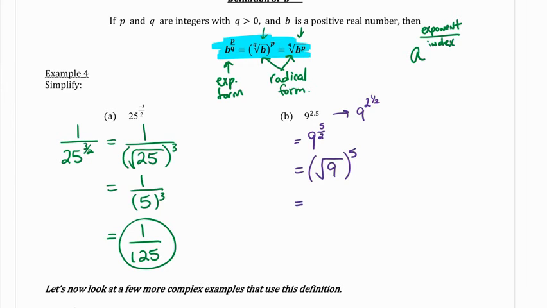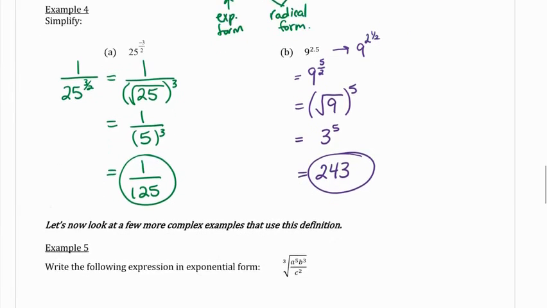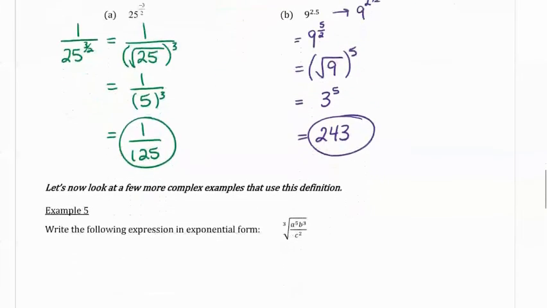So then the square root of 9 is 3. That means I need to do 3 to the 5th power. And 3 to the 5th power is 3 times itself 5 times, which is 243. Okay, so if you remember doing those last semester, that's not too difficult there. All right.